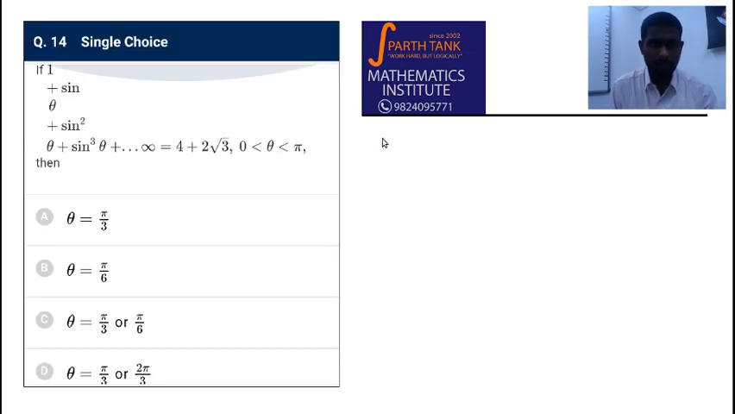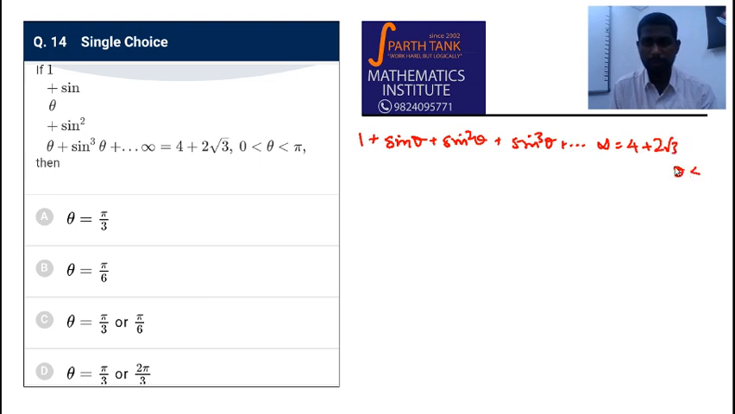14. If, let me rewrite for clarity, 1 plus sine theta plus sine squared theta plus sine cube theta up to infinity is 4 plus 2 root 3, and theta is between 0 and pi. Then what are the values of theta? Now this is a geometric progression, and since sine theta is always going to be less than or equal to 1, we can use the infinite series representation.